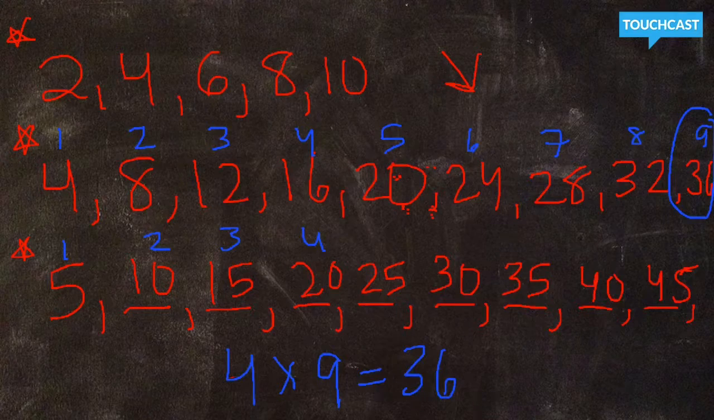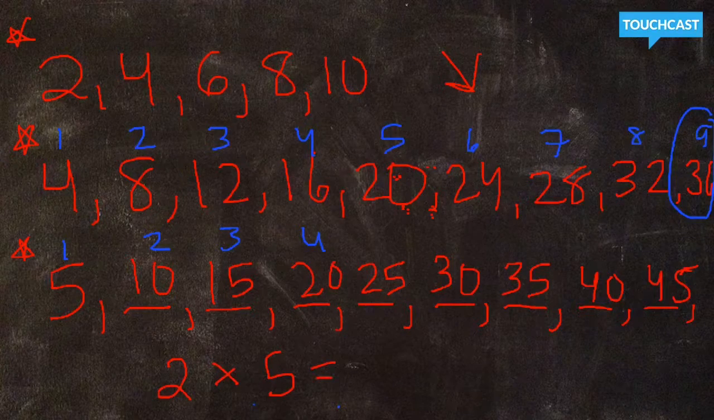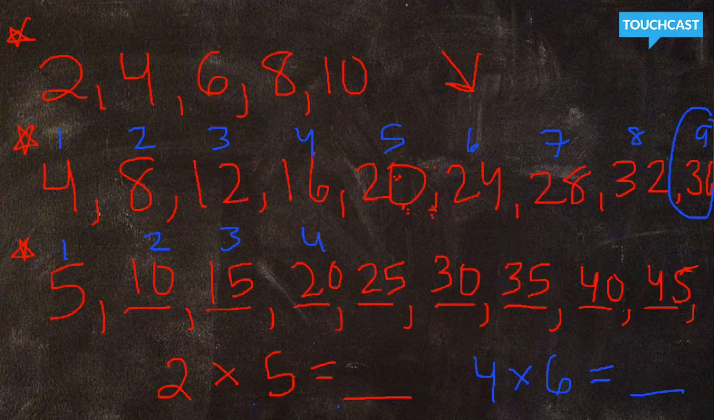Okay, good. Let's go ahead. Now it's going to be your turn. I want you to find these next 3 problems. So let me grab my pen here. So first, go ahead and find the product of 2 times 5. Find that. Then find the product of 4 times 6. Go ahead and start there. All right, go ahead and pause this, find these products, and we'll go ahead and check your answer.